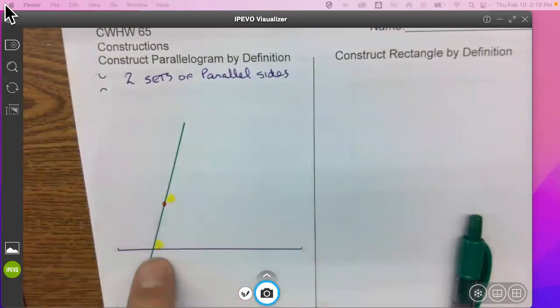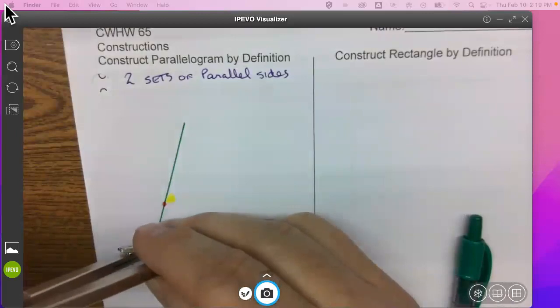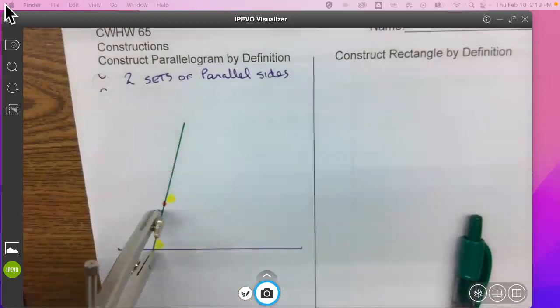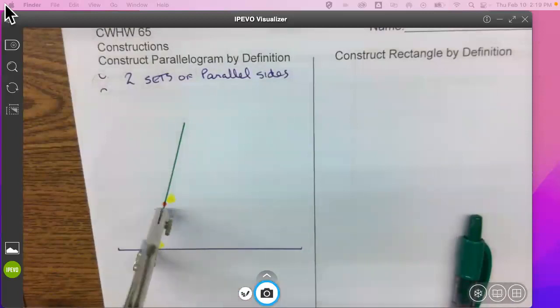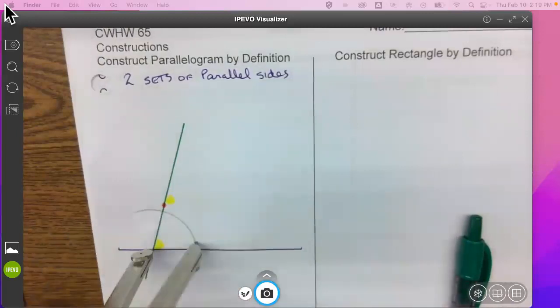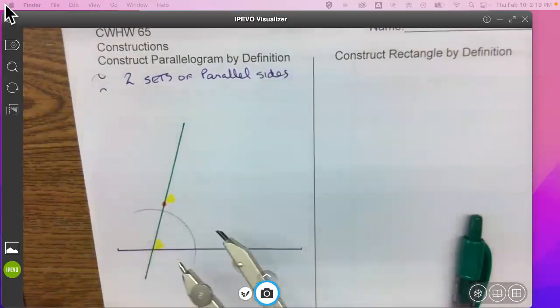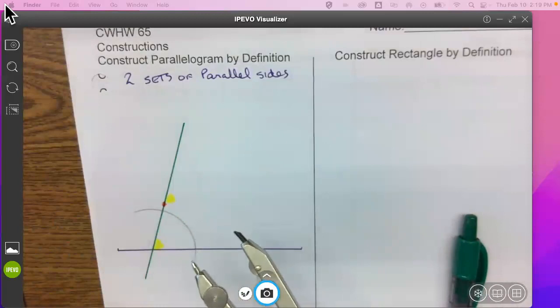The needle end I'm going to put right at the point of intersection of our original line and our transversal. And I'm going to adjust the size so that I can make an arc before that dot I put on my transversal. And I'm going to make that arc. And I won't touch my compass because I'm going to use that same size again.